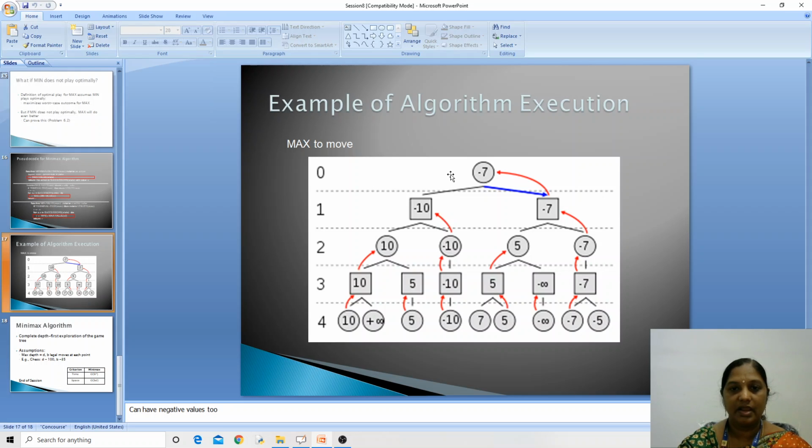So who started the game first? That is max. So he has to select the maximum value in the given nodes. So minus 10, minus 7. Which one is the maximum value? Minus 7. So minus 7 is selected. So which path does the max have to select to win the game? This path has to be selected. So the blue arrow indicates the path the max has to select to win the game. This is an optimal path we are giving for the max to win the game.